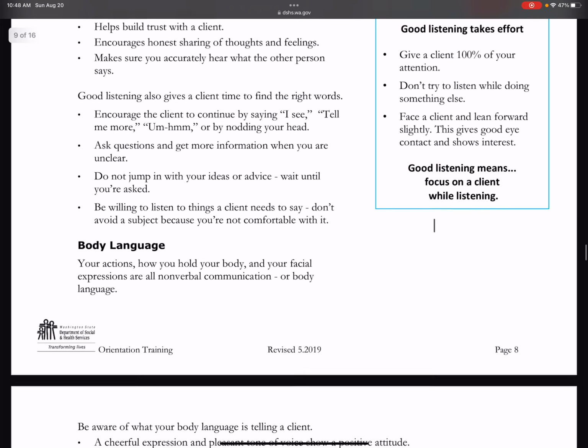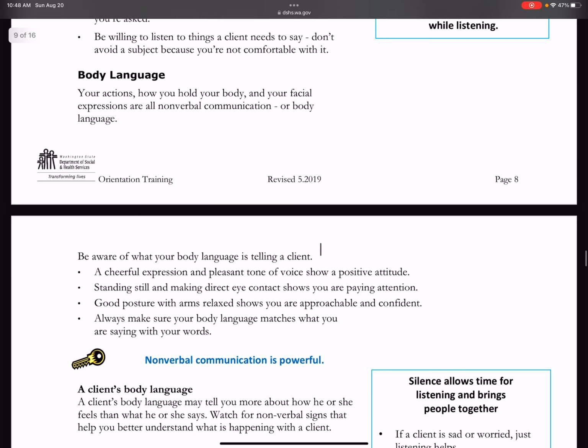And you also need to see the body language. What is the person trying to tell you? Your actions, your body, and your facial expressions are all nonverbal communication, or body language. A client's body language may tell you more about how he or she feels than what he or she says. Watch for nonverbal signs that help you better understand what's happening with a client. Watch for words and body language that do not match. In most cases, the body will tell you what's really happening.